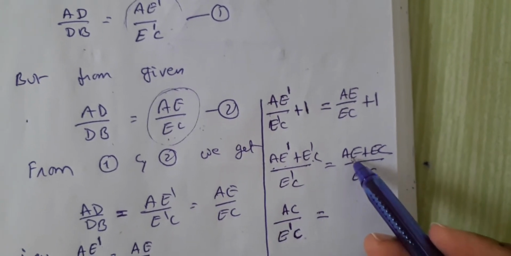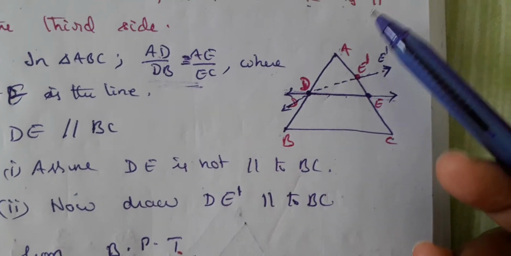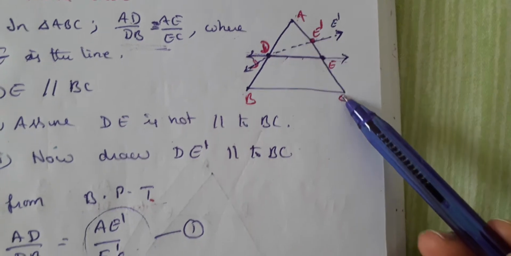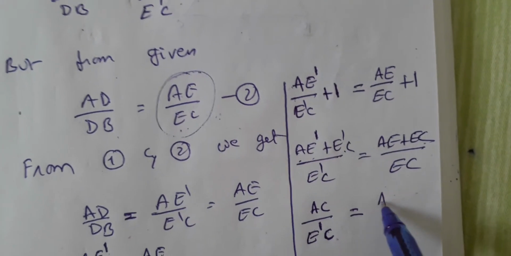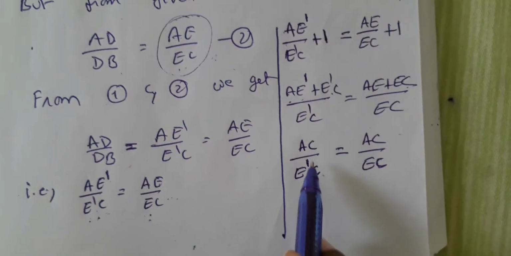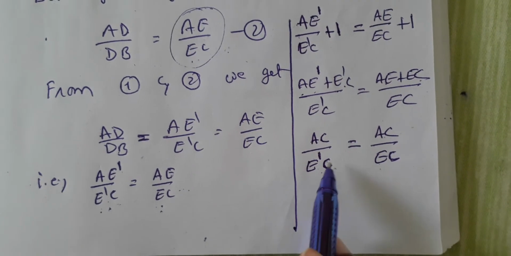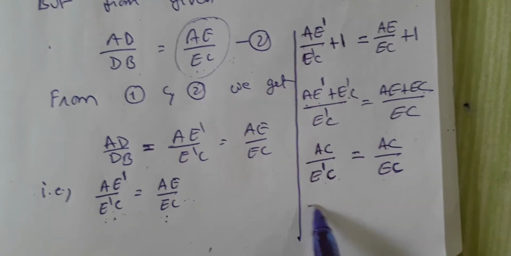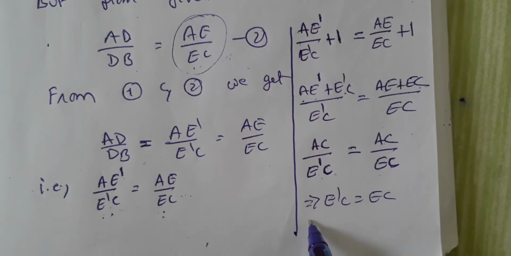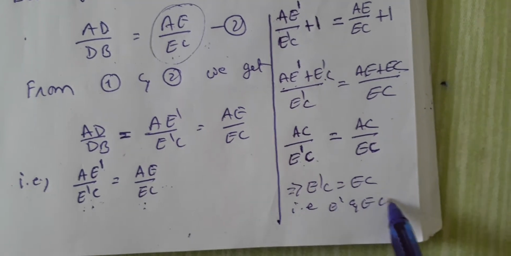Now this is equal to, now let us observe AE plus EC. What is that from the figure? AE plus EC is again AC. So therefore let us substitute it here. AC by EC. So here if you observe, both numerators are equal, then obviously denominators must be equal if the ratios are equal, right? So that means, which implies E'C is equal to EC. That is, E' and E coincide.